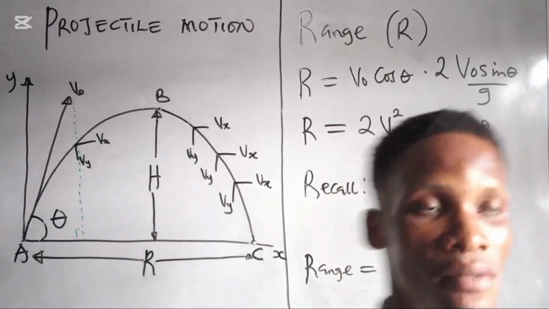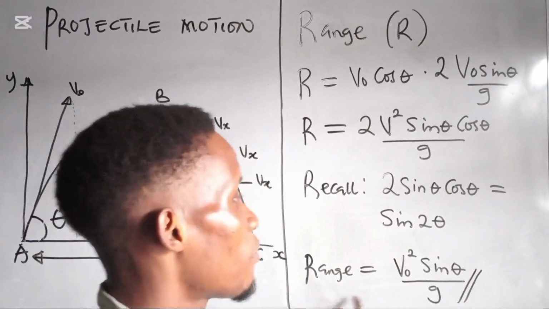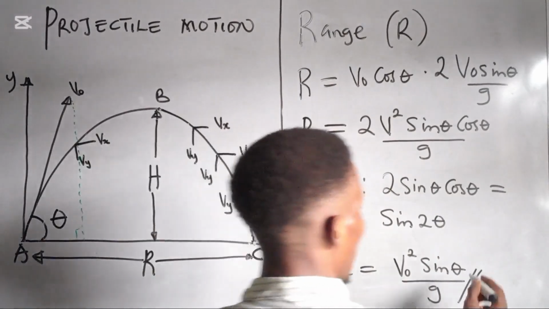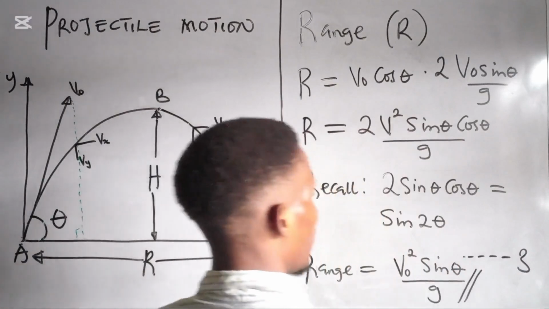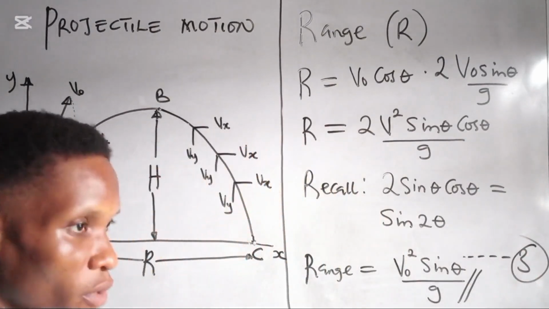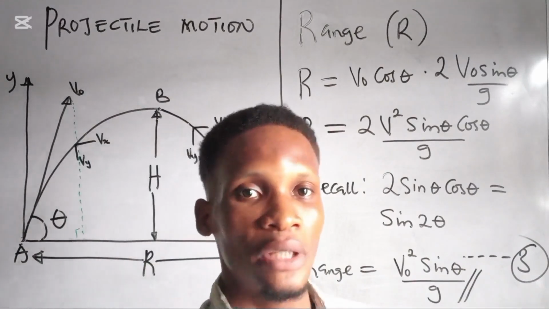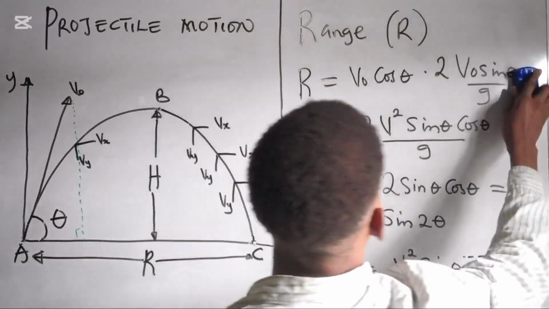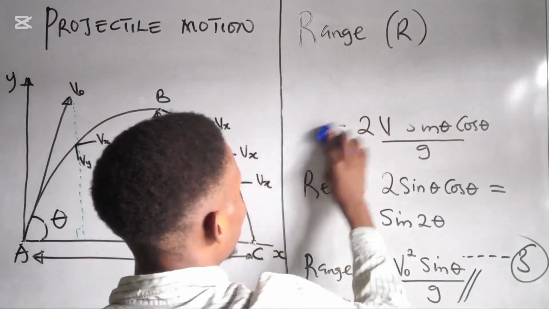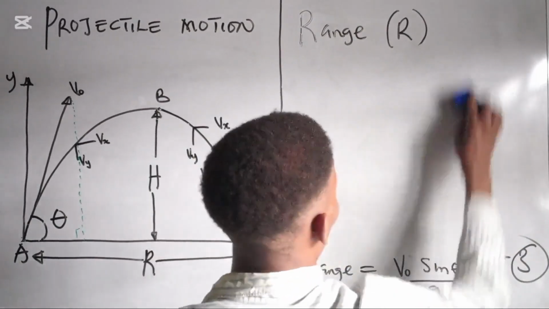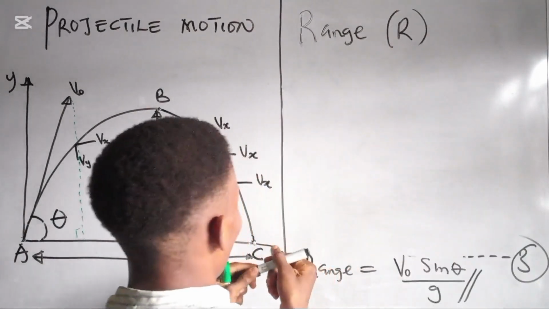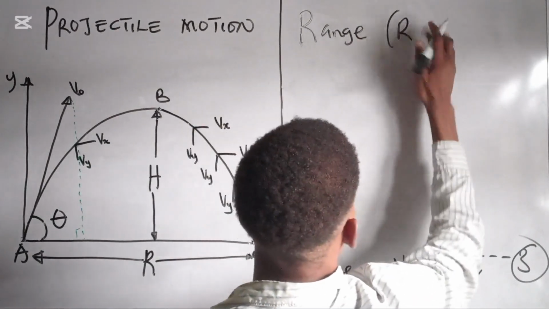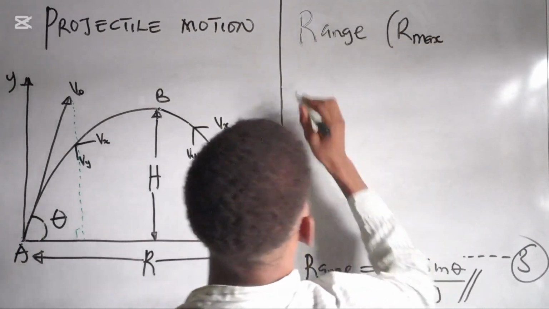Okay, now so this is the formula for solving range. All right, so we can call this equation 3. This is the formula we use to solve range. Now we need to get the maximum range, which we say is gotten at the angle 45 degrees. So maximum range, we call it R max.